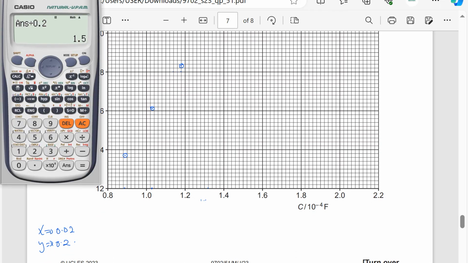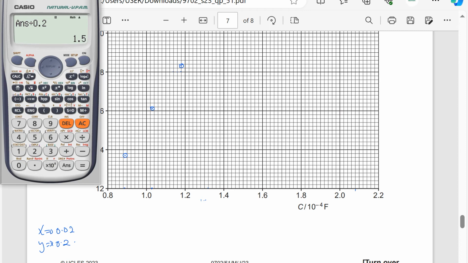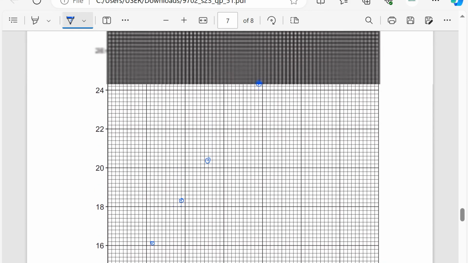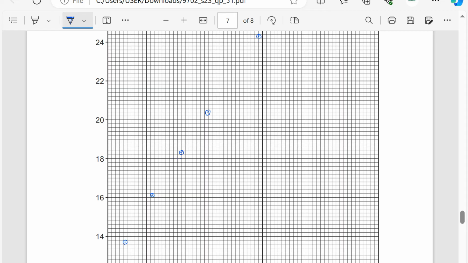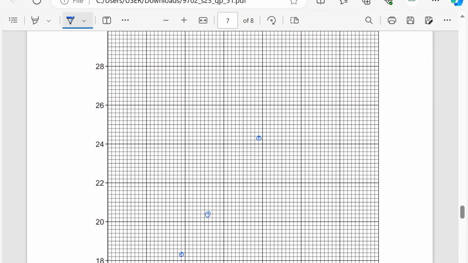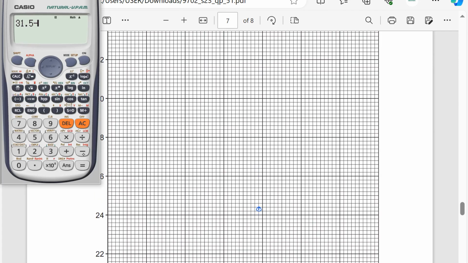2.08. So 2.08 I think is very easy to tell. 2.02, 04, 06, 08. Those are 4 small squares against 31.5. 31.5 minus 30. The closest here is 30. So minus 30 divided by the scale, which is 0.2. Those are 7.5 small squares.